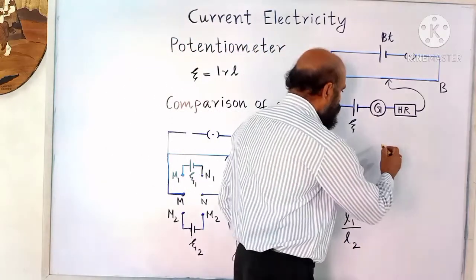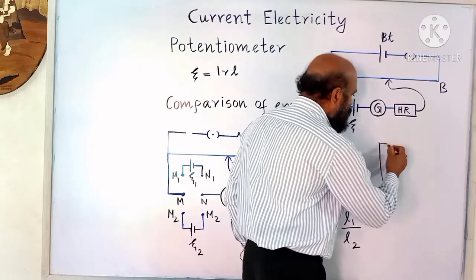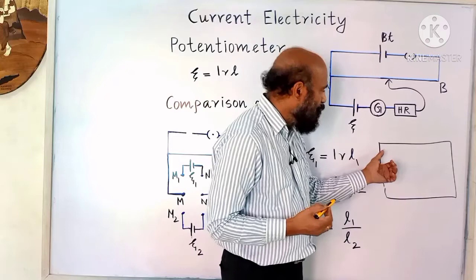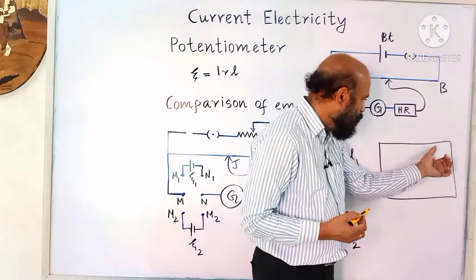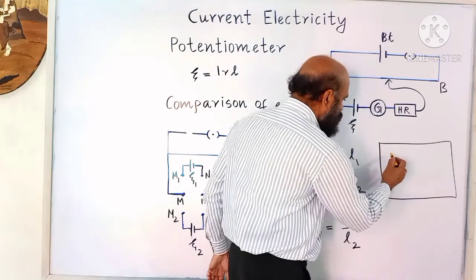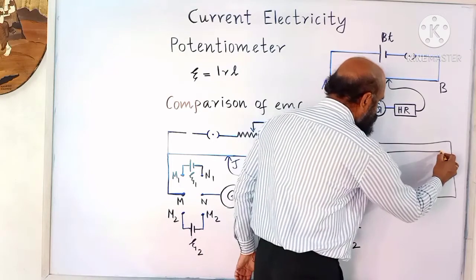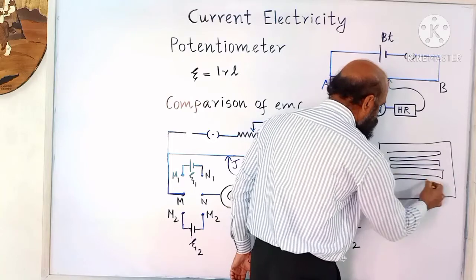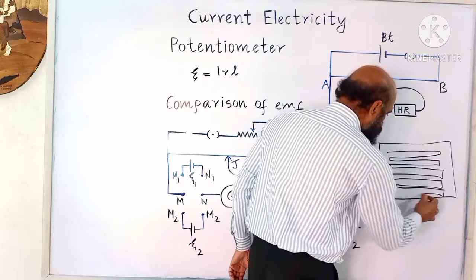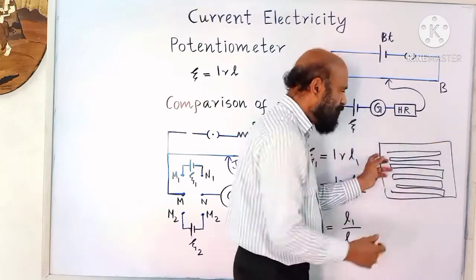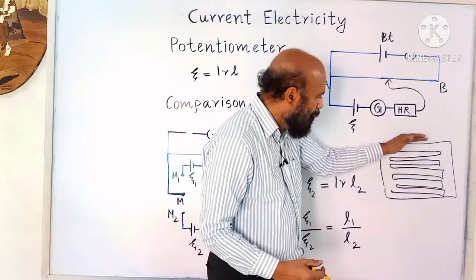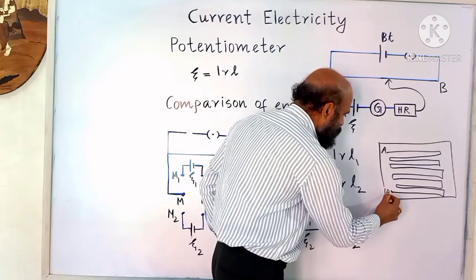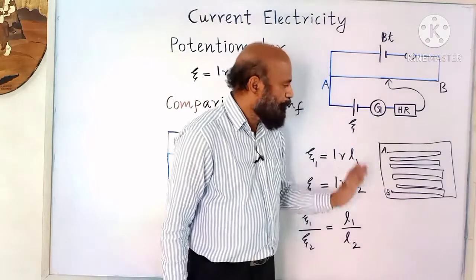A potentiometer consists of a 10-meter wire stretched on a wooden board in parallel rows like this. 1 meter, then 2, 3, 4, 5, 6, 7, 8, 9, 10. So the 10-meter wire is stretched in parallel rows. Then one end is A, the other end is B. So this is what a potentiometer is.